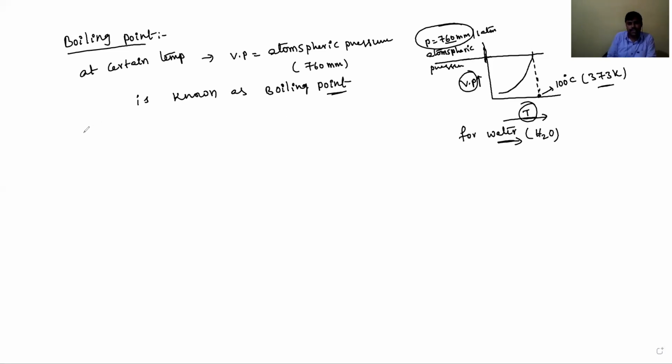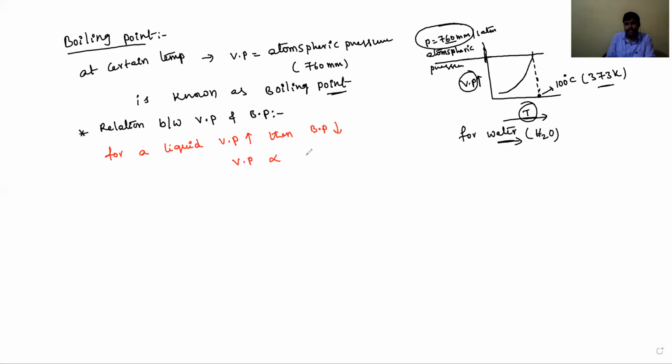Okay, students. Now let's see the relation between vapor pressure and boiling point. For a liquid, if the vapor pressure increases, then the boiling point decreases. This means vapor pressure is inversely proportional to boiling point.